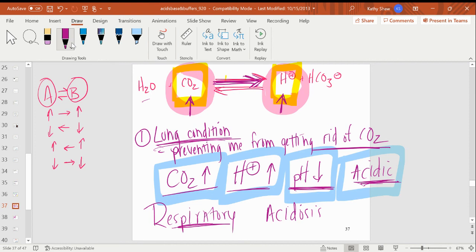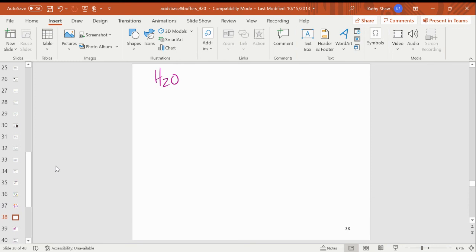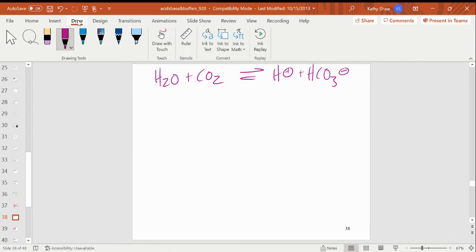Okay, let's do another one. This time, we'll rewrite the equation. We've got water and carbon dioxide. We have hydrogen ion and bicarbonate ion. And of course, we're going to focus on the carbon dioxide and the hydrogen ion.